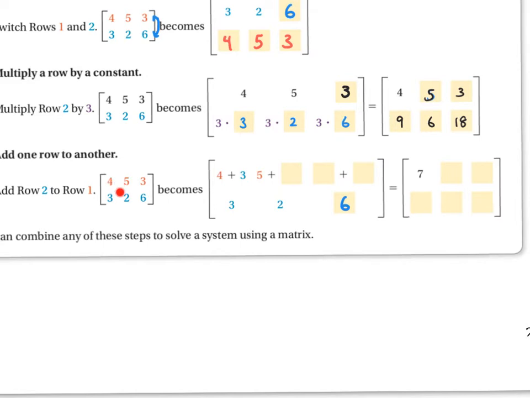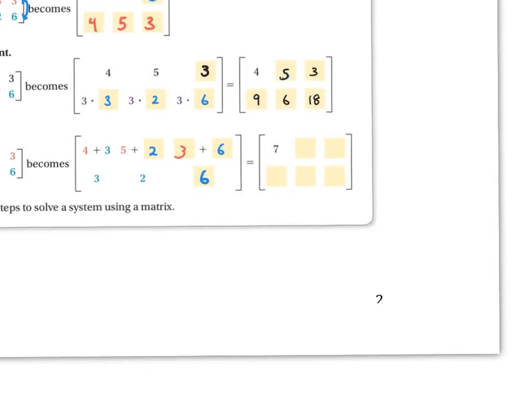So look, 4 plus the 3 is going to go on top. 5 plus the 2 is going to go on top. And 3 plus the 6 is going to go on top. And so again, keeping our 3, 2, 6 on the bottom, and now we get 7, 7, 9.